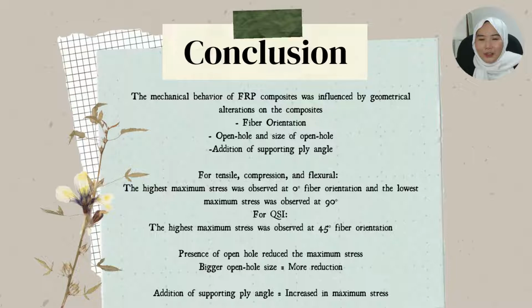The addition of 0-degree fiber orientation into the lamination scheme shows a significant elevation effect on the maximum stress, especially at 90-degree fiber orientation for all four tests. To conclude, Kenaf FRP composite shows great potential to be implemented as a partial substitute for conventional FRP composite due to its valuable properties such as good mechanical properties, biodegradability, low cost, and sustainability.